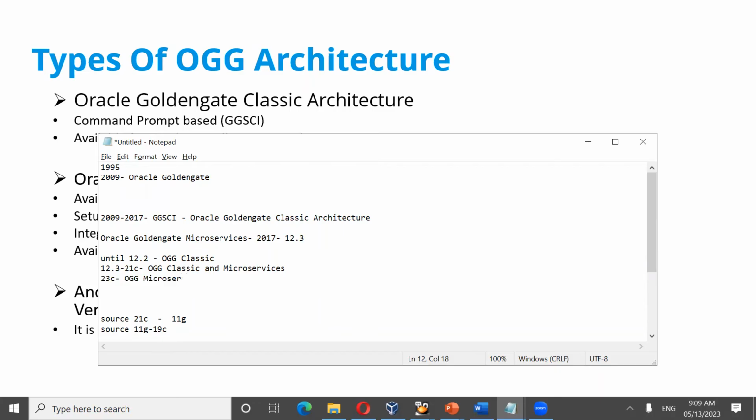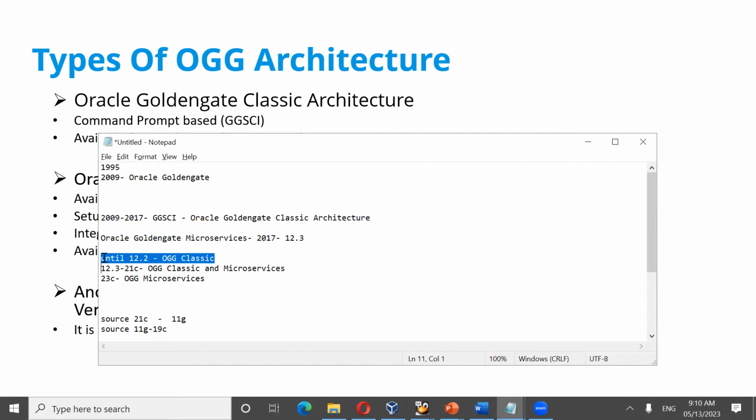It's not getting desupported. Guys, let me tell you, still if you go out into the market, 80% of implementations are still on classic architecture. Microservices share is still around 20%. But Oracle is planning to upgrade a lot of its customers to microservices architecture. The reason being, you must have heard a lot of technologies are moving to microservices right now. So GoldenGate, to keep up with the ongoing trend in the market, has introduced microservices, and microservices is a big hit.